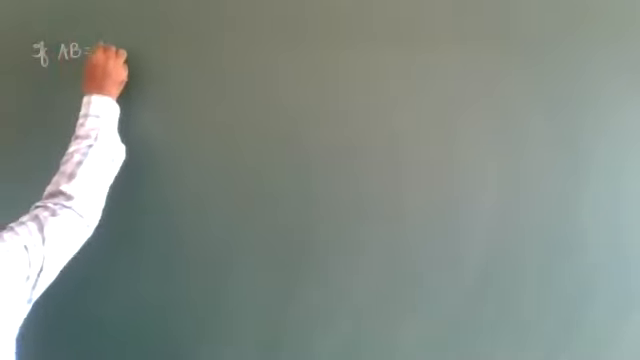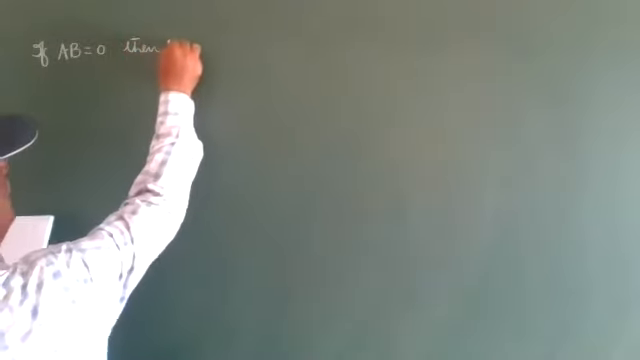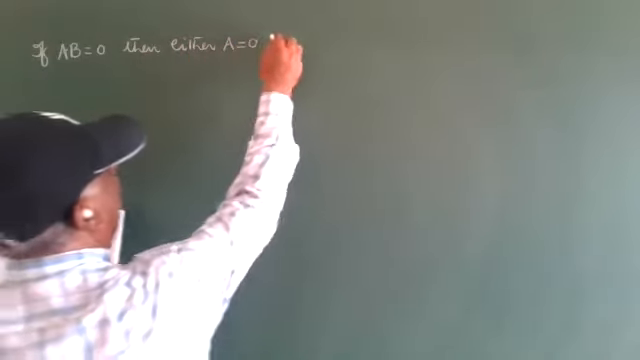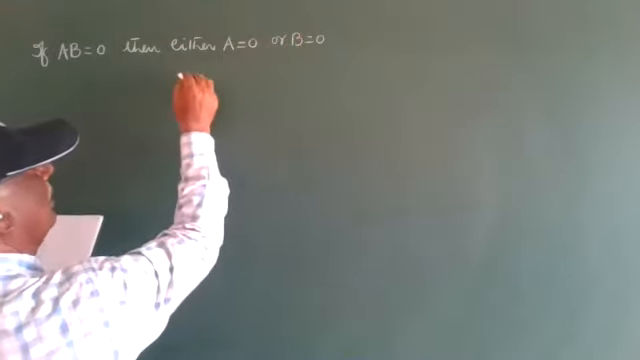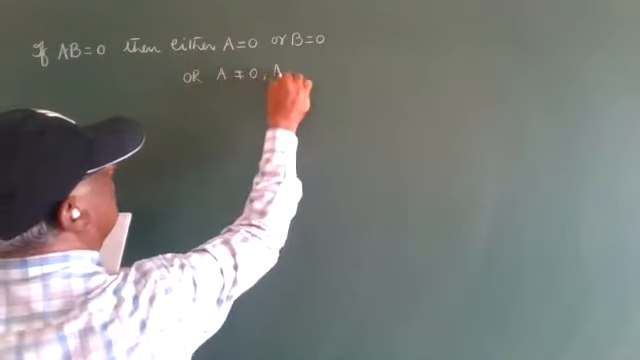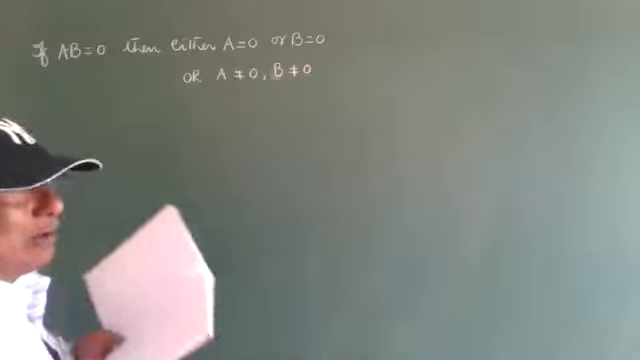Last property. What is the last property? If AB is equal to 0, then either A is equal to 0 or B is equal to 0, or both are not equal to 0, then also it is equal to 0.